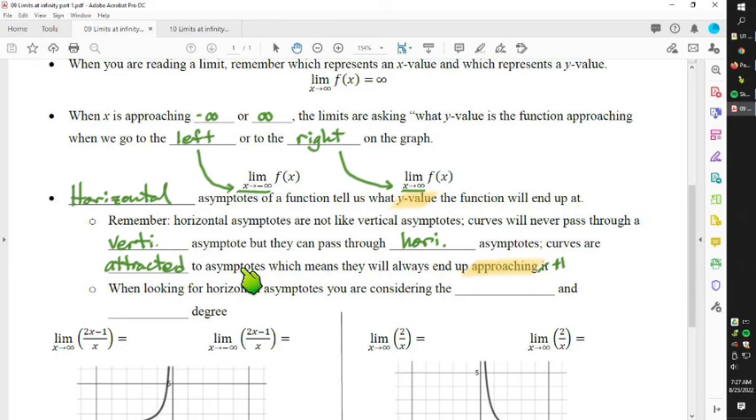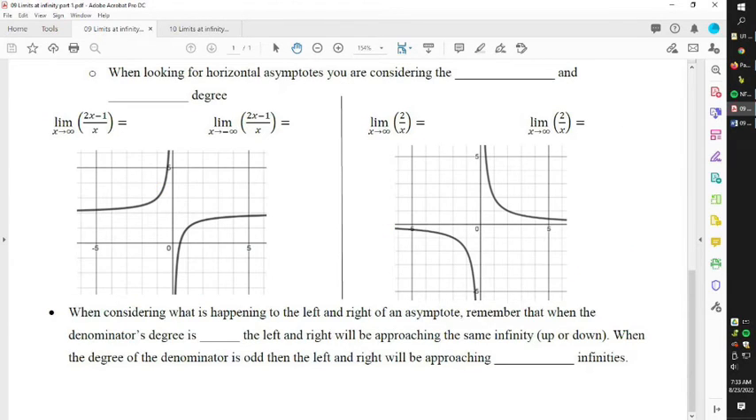When looking for horizontal asymptotes, and I use the word "it" right here, I want you guys to try not to use that word in this class, and so I crossed it out and put that y value. It's approaching that y value. Okay, when looking at horizontal asymptotes, you are considering the denominator and the numerator degrees. Looks like I forgot an S right there on the degree, so go ahead and add that on there for me. Okay, let's look at these graphs down here.